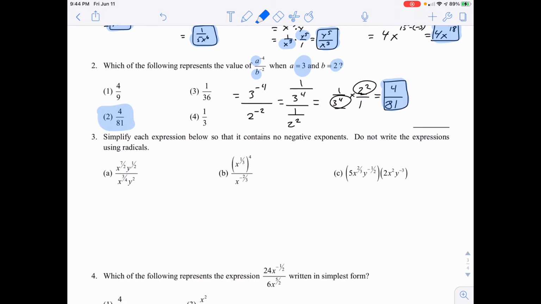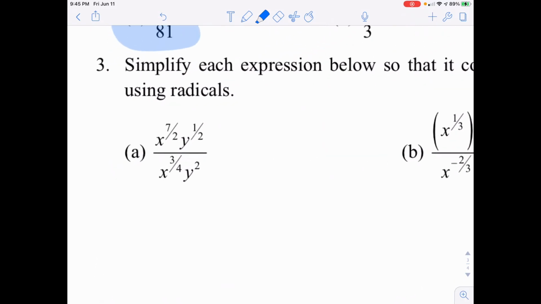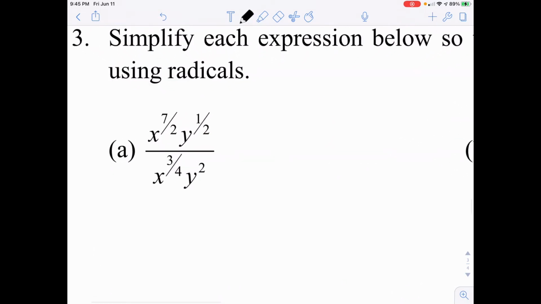Number 3, simplify each expression so that it contains no negative exponents. Do not use expressions using radicals. Okay, dealing with rational exponents now. Okay, first one, deal with the x's. This is the same as x to the 7/2 minus 3/4 times y to the 1/2 minus 2.